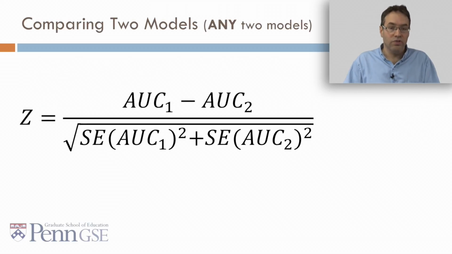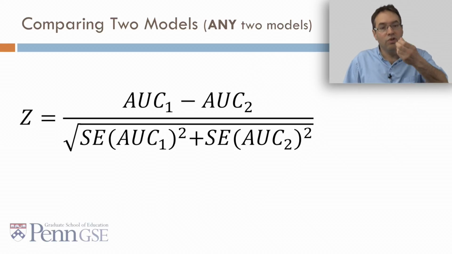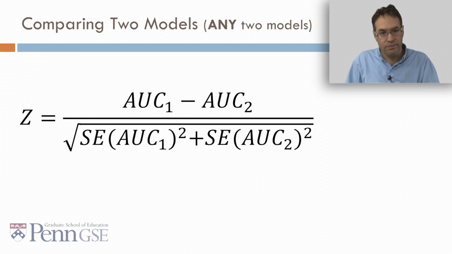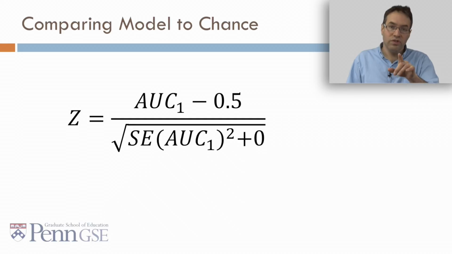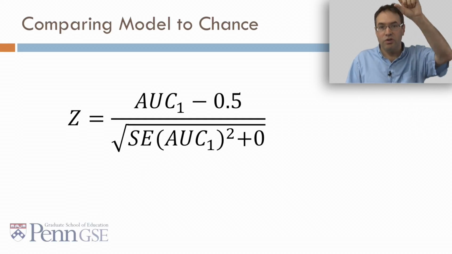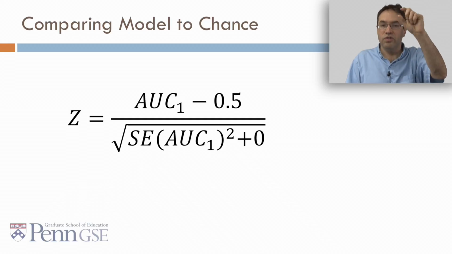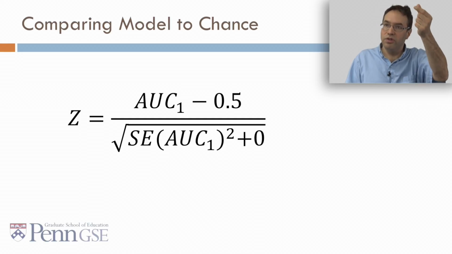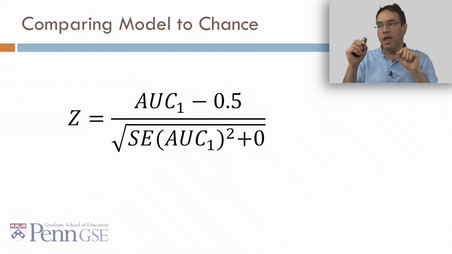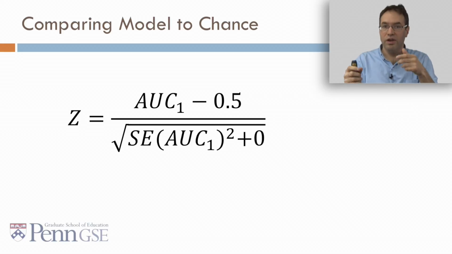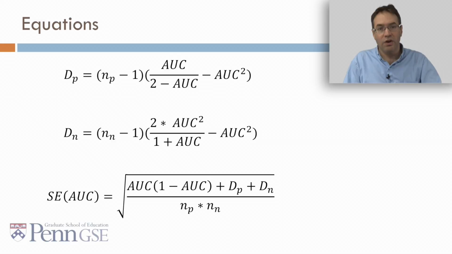For comparing two models, any two models, you can compute a z-value based on the AUC of the two and their standard error. You can also use this same set of formulas to compare the model to chance, simply by, instead of having two models' AUCs and the standard error of each of those AUCs, taking the AUC and standard error of one of them and 0.5, the chance value, and a standard error of 0 for the other.